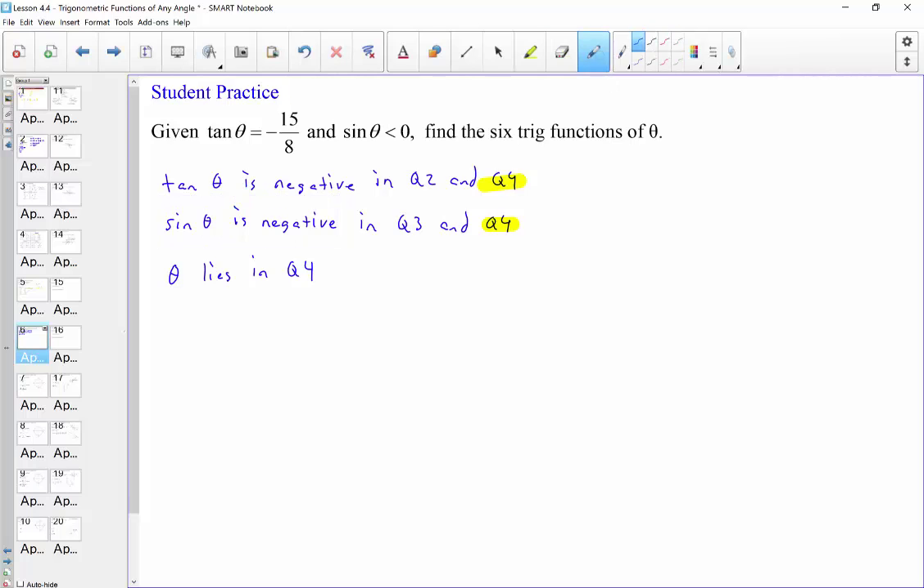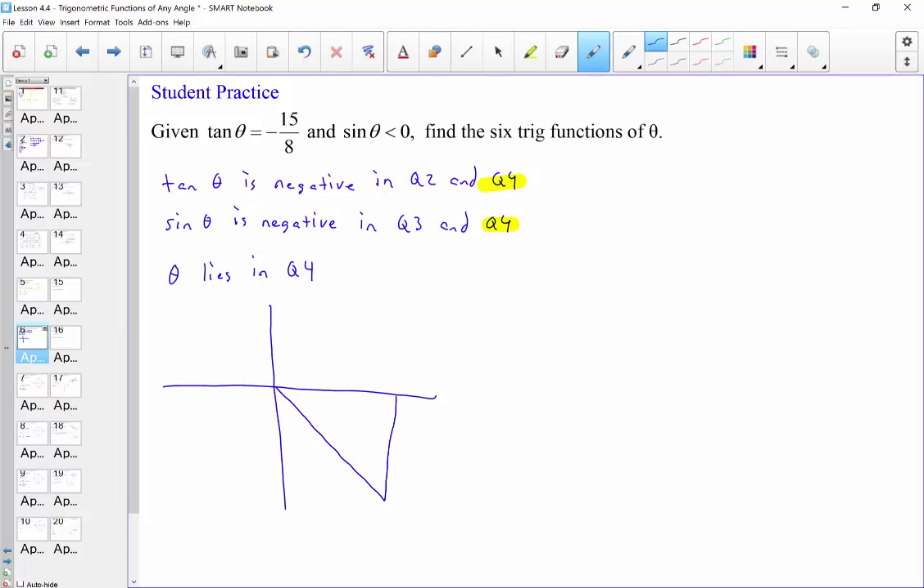Now we can draw a diagram to help us better visualize this. We know our angle is in quadrant 4. We're looking at a fourth quadrant angle, which means theta is here, and our reference angle is here. And we're told in the problem that the tangent of theta is equal to -15 over 8. Since the tangent of theta is equal to opposite over adjacent, we know that this side is 15 and the adjacent side is 8. We know that 15 is negative because the y value is negative in the fourth quadrant.